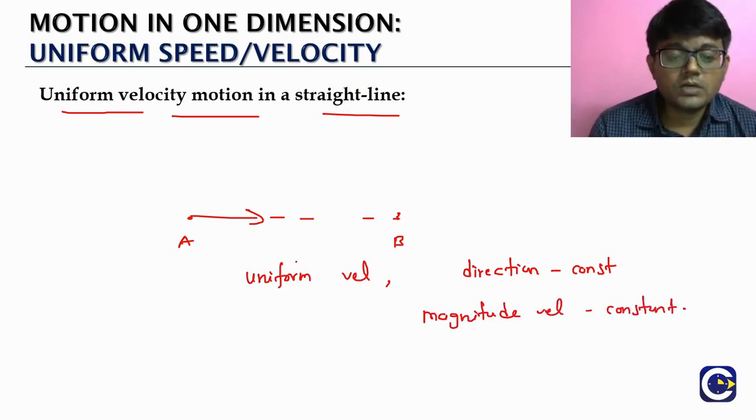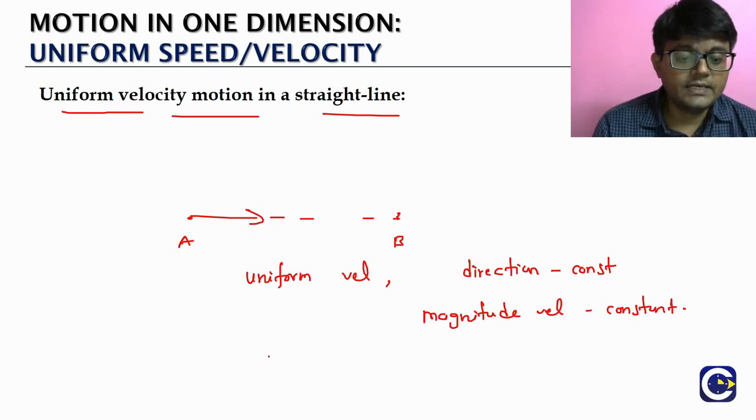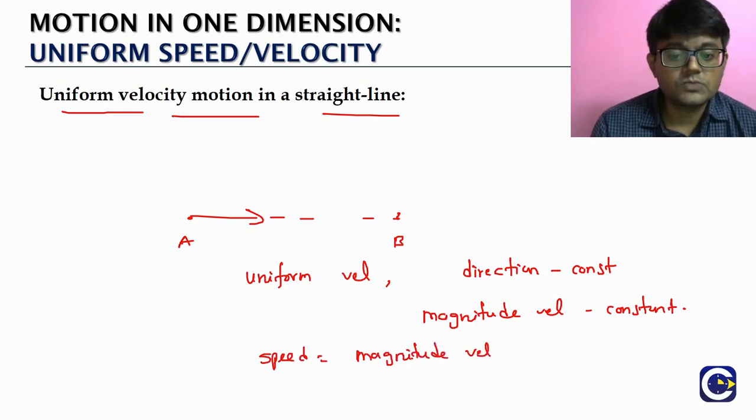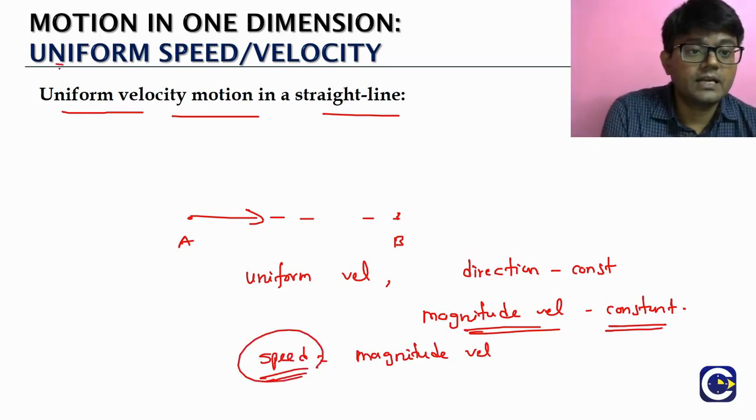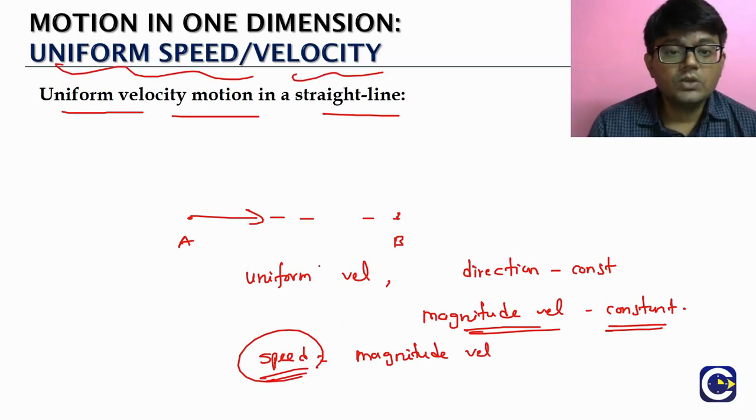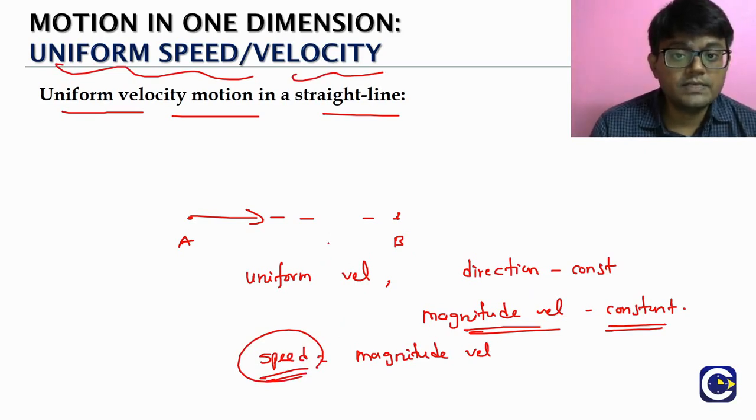Now remember, when we talked about the relation between speed and velocity, what we said is, if we have an object moving in a straight line without changing direction, then speed will be equal to the magnitude of the velocity. Which means if the magnitude of the velocity is remaining constant, then obviously the speed also will remain constant. That is the reason why we are clubbing them together. So what are we saying? Uniform velocity motion obviously will also be a uniform speed motion in a straight line.